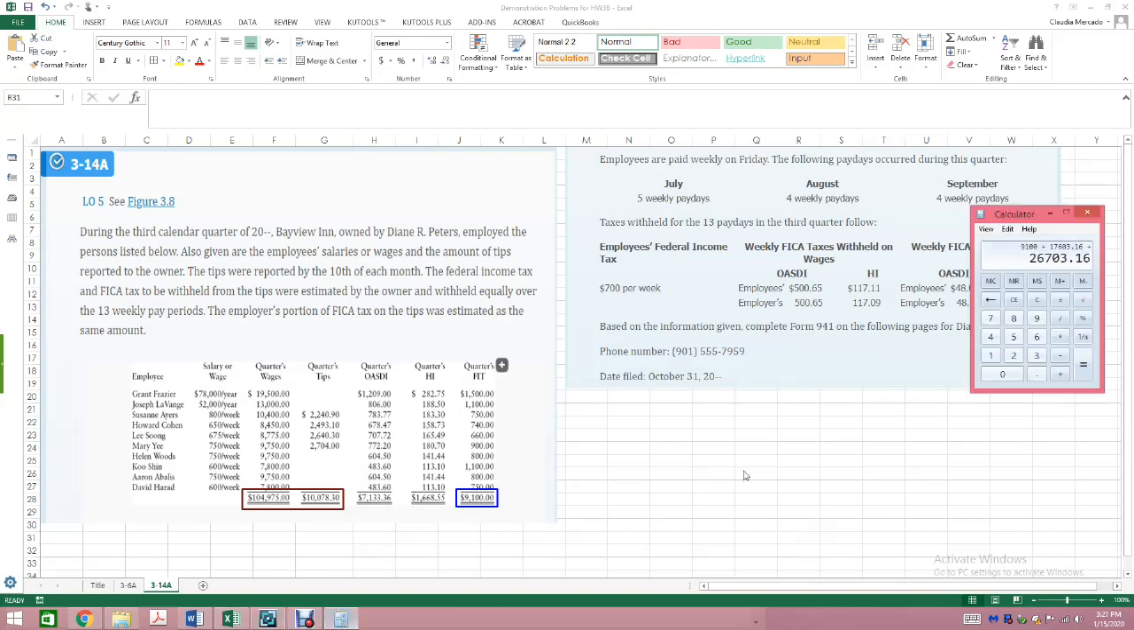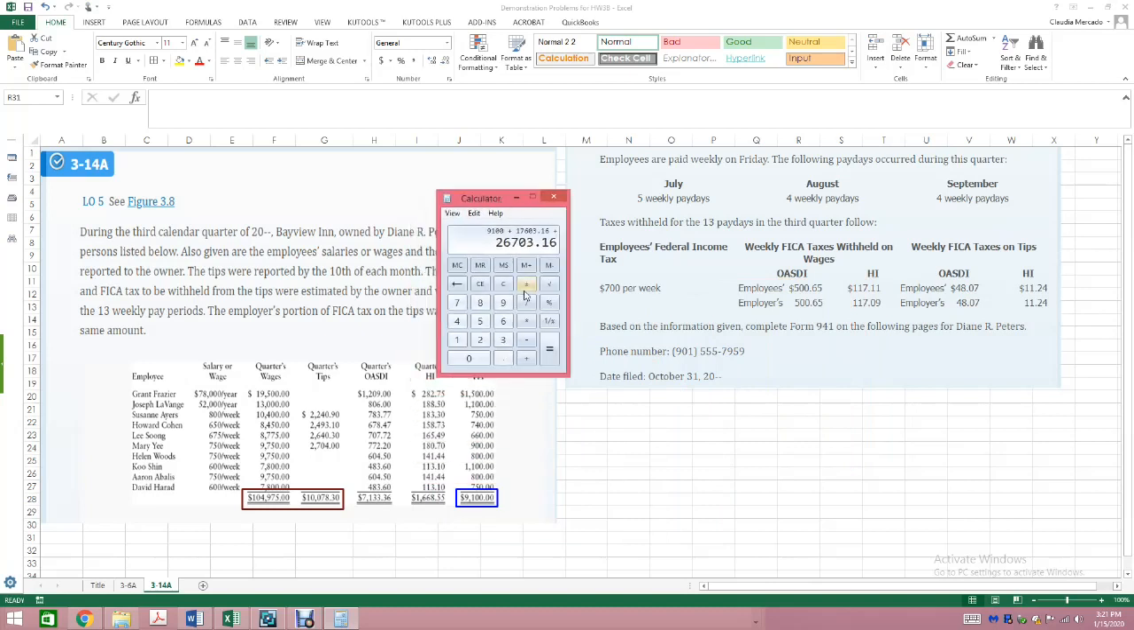Okay? So this is what I'm doing. Pay attention. I'm going to get my $500.65 for the employee, $565 for the employer, right here. I'm going to get $117.11 from the employee, $117.09 from the employer. Then I'm going to add the $48.07 for the tips for the employee, $48.07 from the employer. And then for my tips, I'm going to get $11.24 from the employee, $11.24 from the employer. So my total is $1354.12.